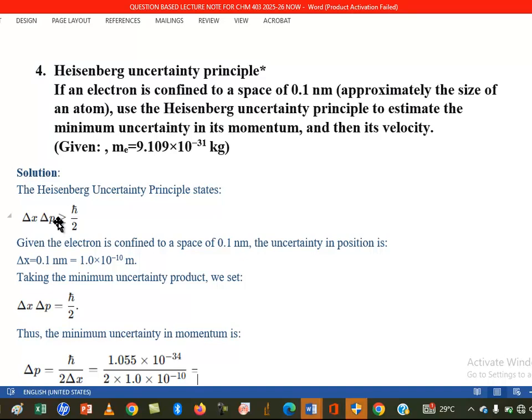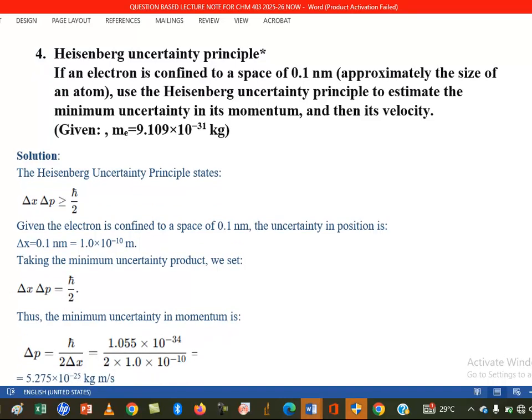So remember the equation said from is greater or equal to. So that means the minimum will be equal. You understand? So that means you have to use this equation. You have to change that to delta x times delta p is equal to h bar over 2. Okay, h bar over 2.